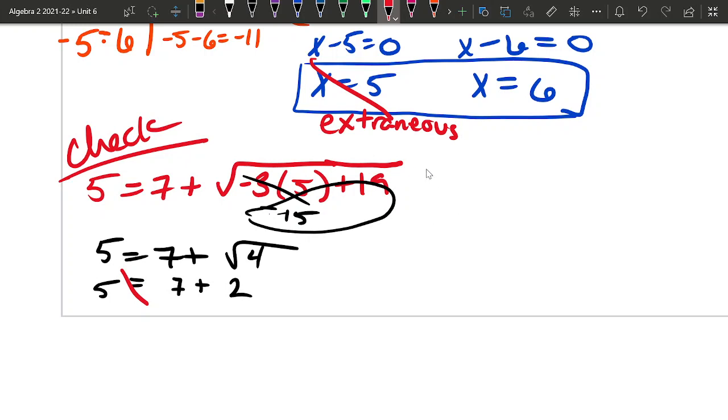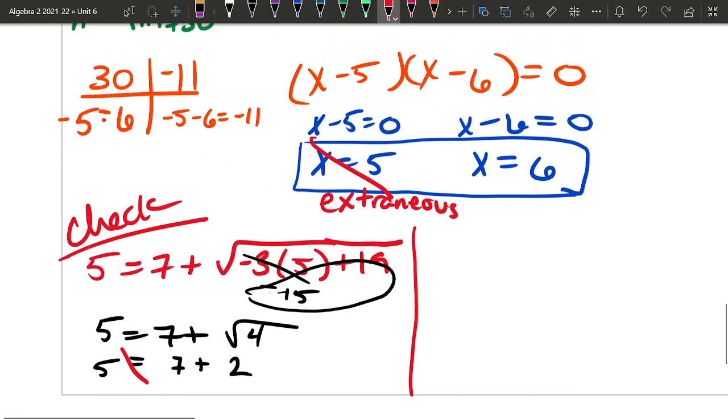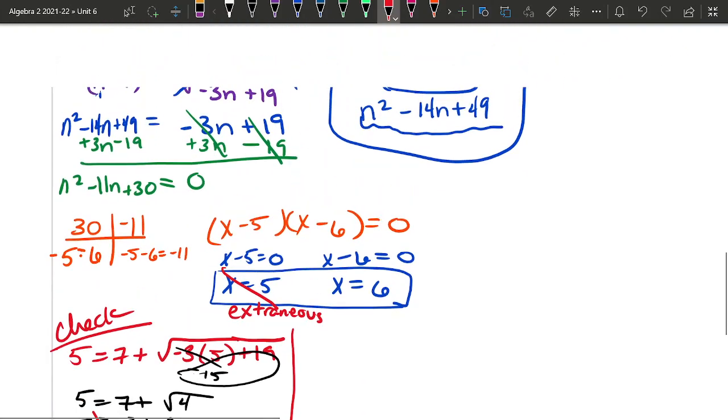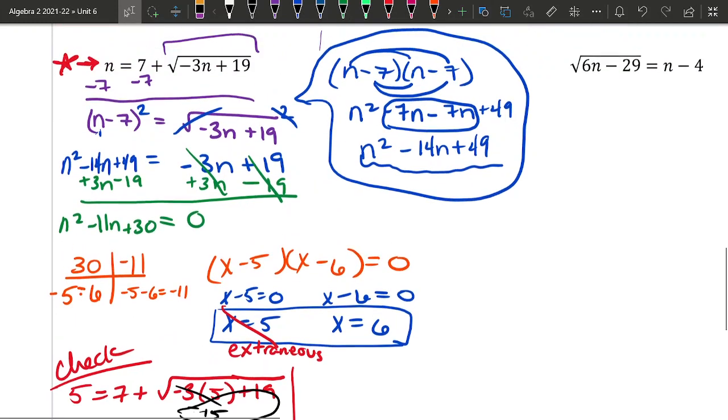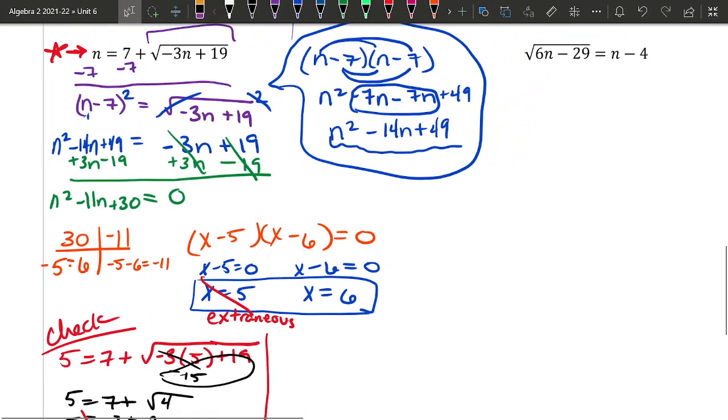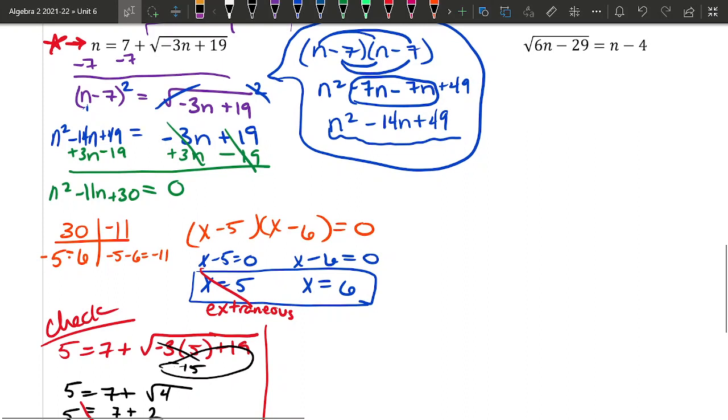Alright, so I checked that one. I need to check the other one. X equals 6. So again, I'm going back to the original problem so I don't make a mistake. If I made a mistake in my factoring or copied something down wrong, I would be checking it in the wrong spot. So I'm going to check the original one. 6 equals 7 plus the square root of negative 3 times 6 plus 19.